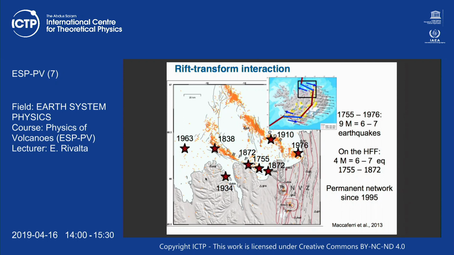And one can see, first of all, that there were 9 earthquakes of magnitude between 6 and 7 in this area since the year 1755. This was the year when they started to actually have very good records of people living in this area and writing letters, documenting things. So from the descriptions in these letters of what was occurring, they could estimate a magnitude for these earthquakes.